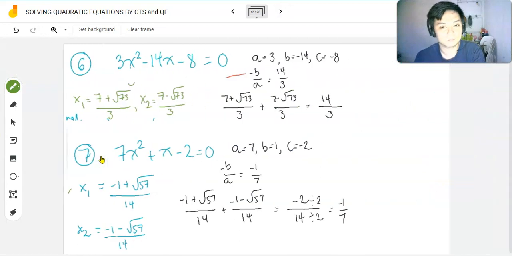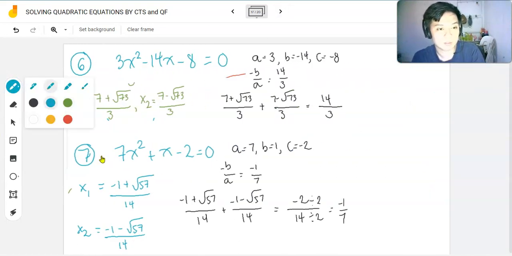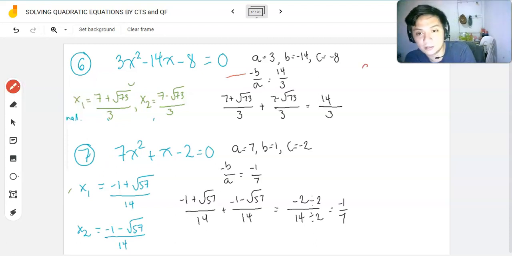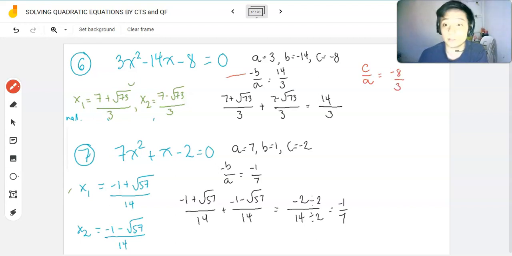Next. Ayan. So, paano naman kaya pag ganito nga na may radical part? So, still, let's check muna using the shortcut. Ano yung c over a? So, we have negative 8 over 3. And negative 8/3 is already in the simplest form. 8 and 3 do not have any other common factor bukod sa 1. And multiply natin itong dalawang to.